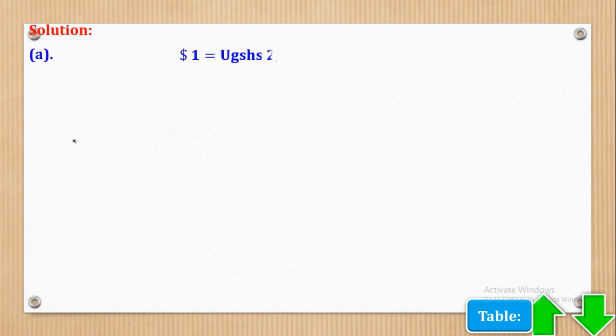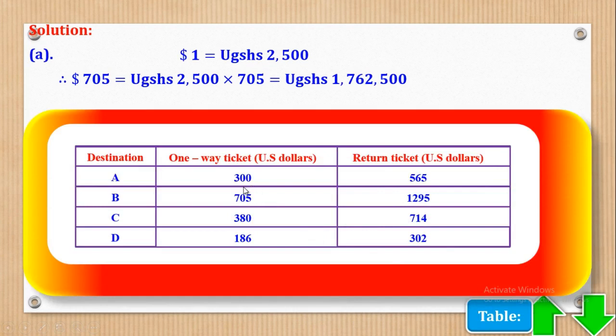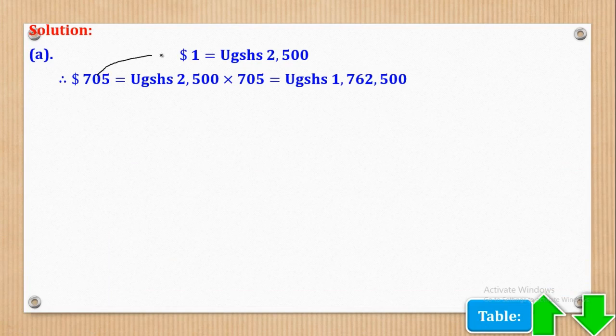So yeah, start with part A. You know that the rate is $1 is equivalent to Uganda shillings 2,500. Therefore, $705. Now, where is the $705 coming from? It comes from the given table, which is here, one-way ticket of destination B. So $705 will be equal to 2,500 times 705, and that gives you 1,762,500 Uganda shillings. So now we shall go to part B.